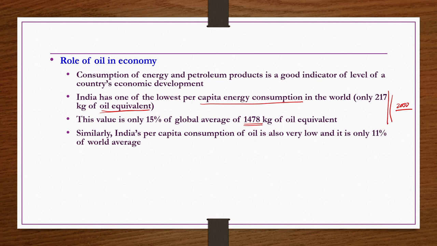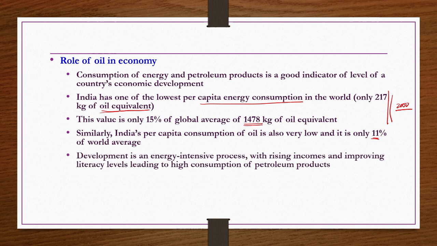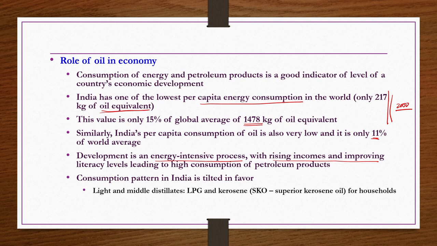Similarly, India's per capita consumption of oil is also very low, only 11% of the world average. Development is an energy intensive process, with rising income and improving literacy levels leading to high consumption of petroleum products. The consumption pattern in India is tilted more towards petrol, diesel, kerosene and LPG primarily. On this side our consumption is more. So, we consume more LPG and kerosene, which are nothing but light and middle distillates of the petroleum refinery products.